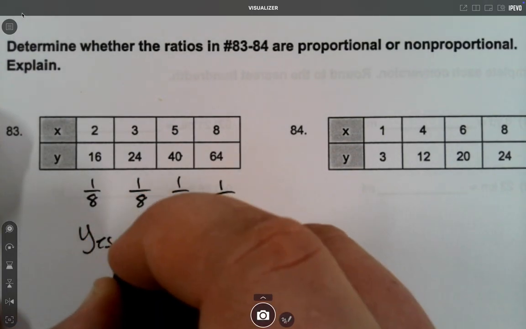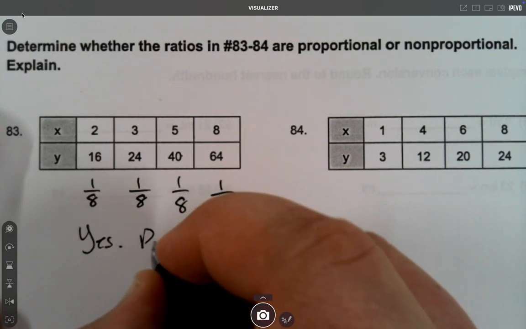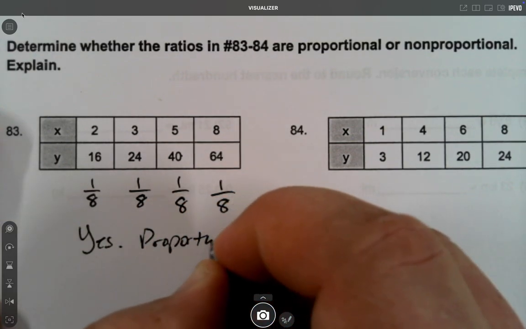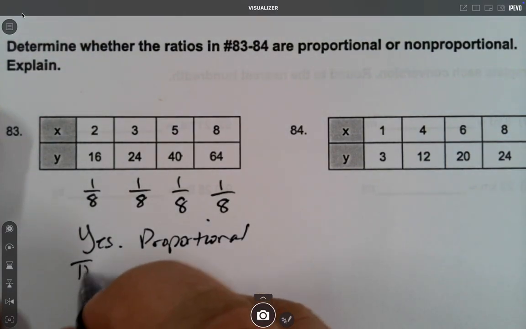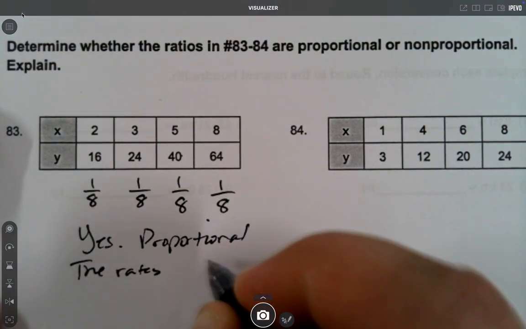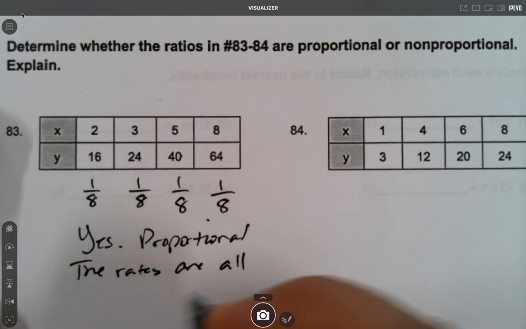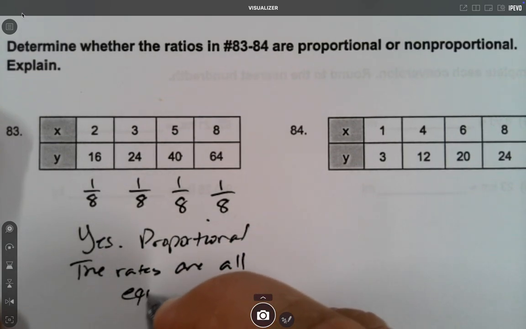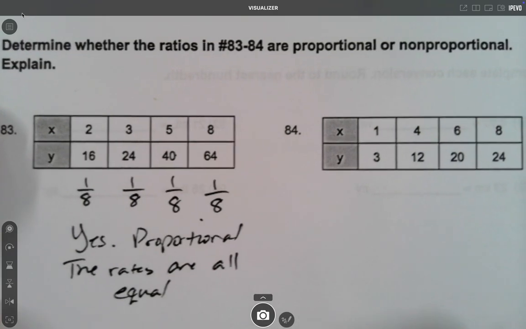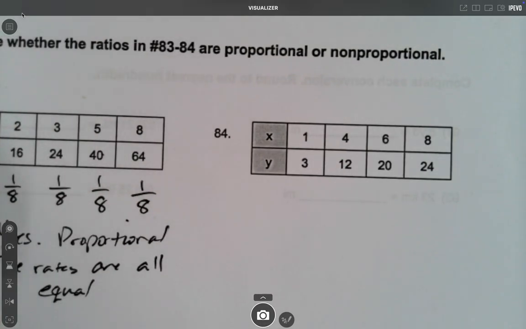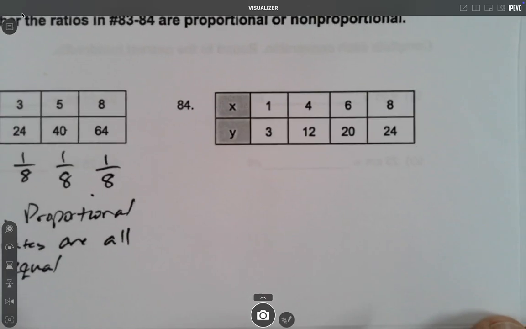So yes, proportional. And the explanation you give is the rates are all equal. Or you can say they're all the same. That's fine too. The rates are all equal. So let's see if that holds true over here on 84.